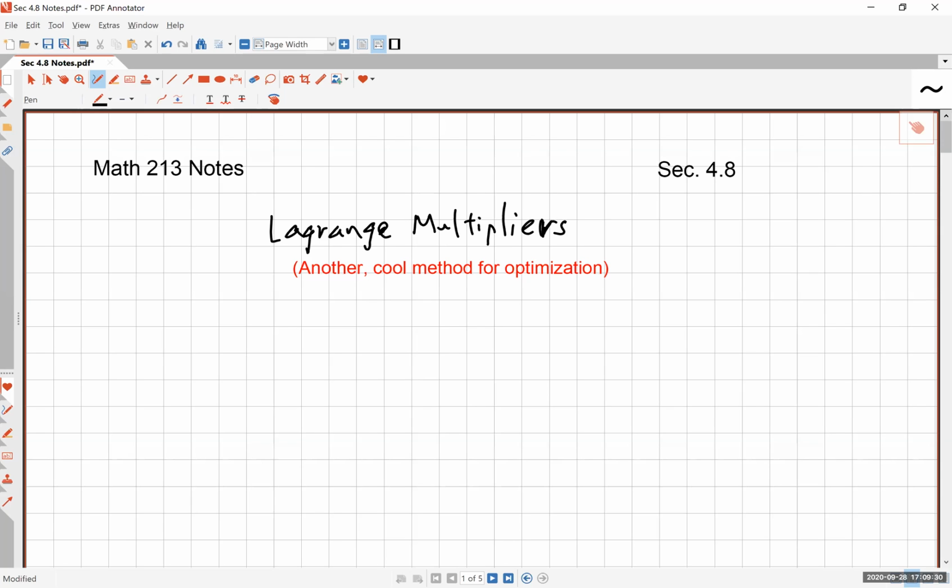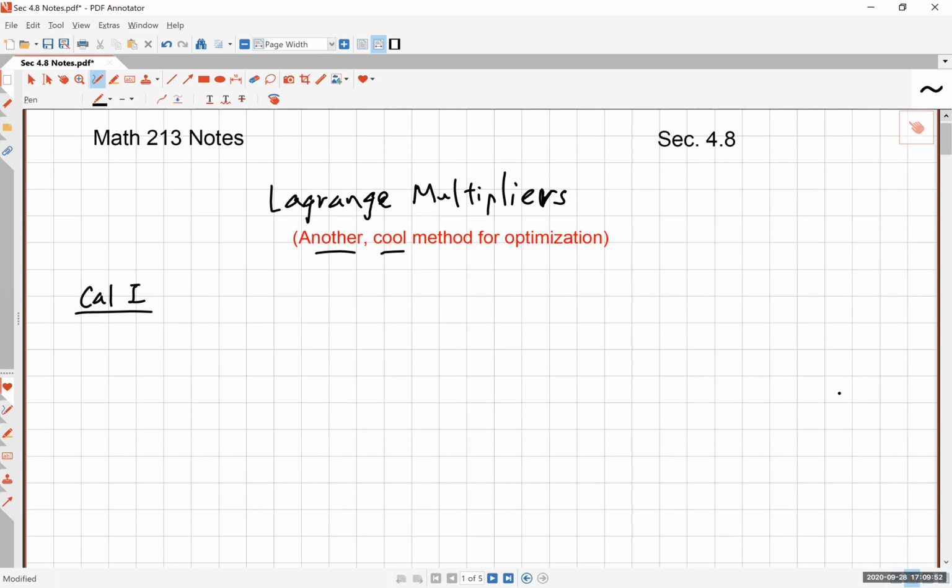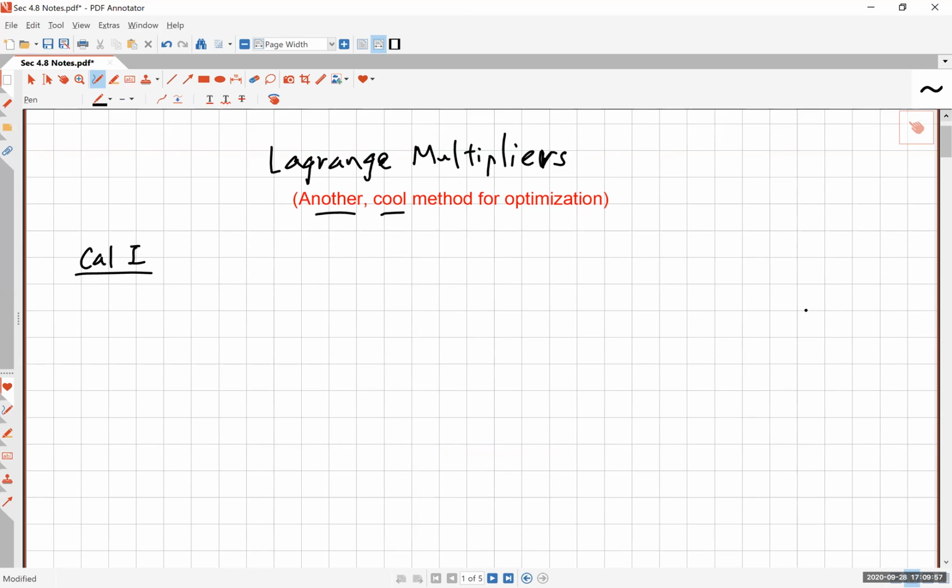You will probably hear his name in other science and math classes as well. And his idea, as I said, is another cool method for optimization. I think you'll agree with me by the end of this section that it's really cool. So what's so cool about this? I'm going to give you an illustration from Calculus 1, and then try to apply that in the context of Lagrange multipliers and see how this works. So let's get started with a very simple problem that you would have seen in Calculus 1.